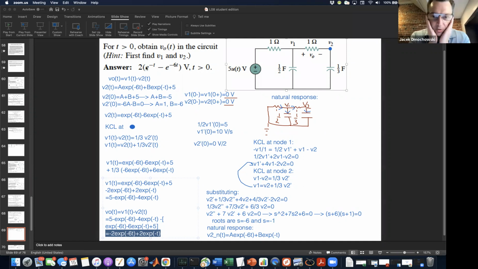So this was a lot of work, and you do have a posted solution. Hopefully this helped. Again, this is one of the more challenging problems in the course because you have to basically solve two step responses and then combine them to get V naught, which is the resistor voltage.